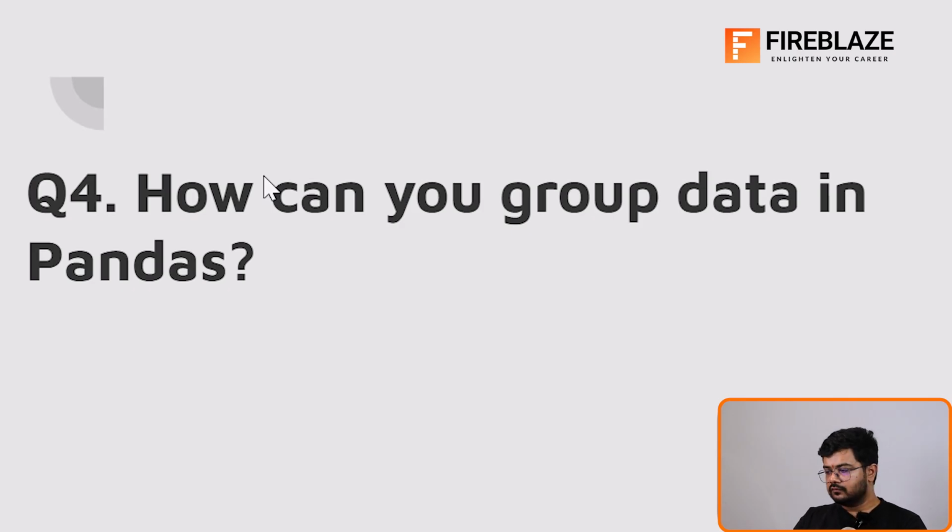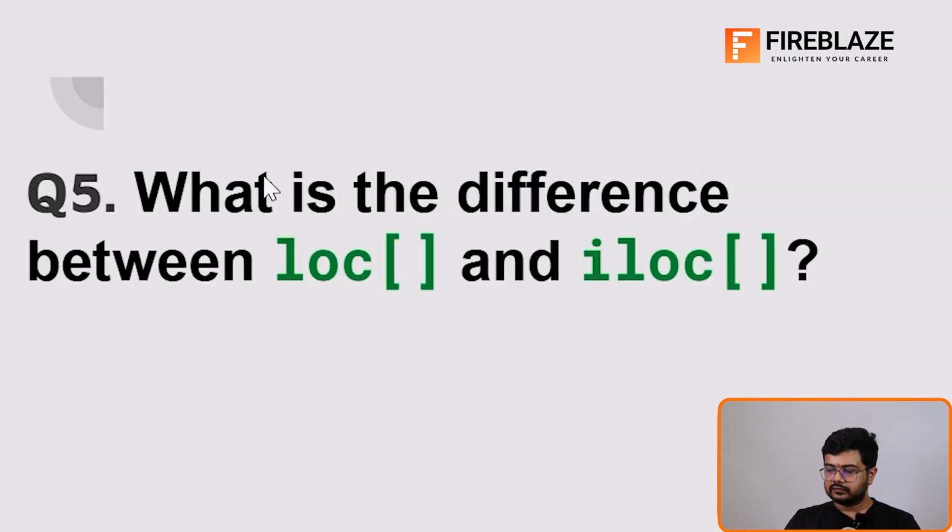Moving on to the next question, what is the difference between loc and iloc? Okay, so loc and iloc are the two methods that are used to retrieve values in our dataset. The basic difference is that whenever you want to retrieve data from a table using labels, the column and row labels, then we use the loc method. And whenever we want to retrieve them using their indices, then we use the iloc method. iloc is short for index location.